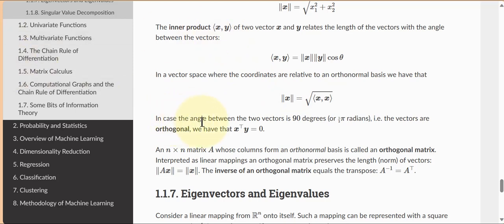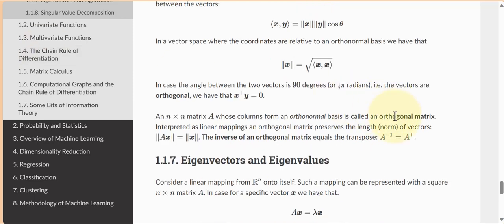And this is not written too clearly. In the case that the angle between two vectors, it should say two vectors x and y, is 90 degrees, the vectors are orthogonal, and in that case the dot product is equal to 0, and we can see that over here because this is the dot product we just said. And if they're perpendicular, the cosine of the angle between them is 0, so this will be 0. So x transpose y, which is just like the dot product, is equal to 0.